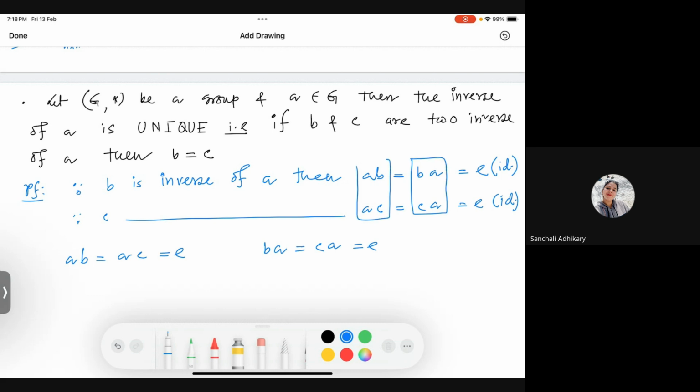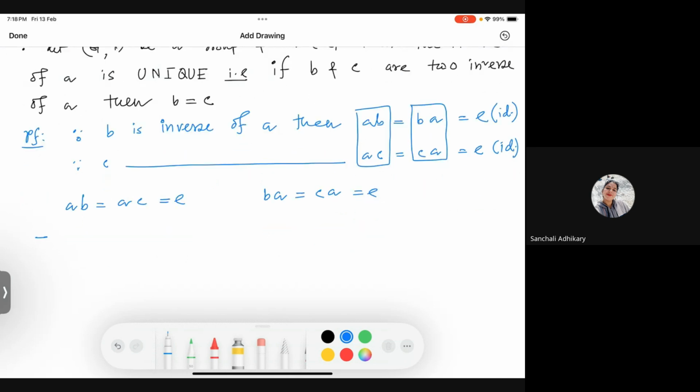Right? Now this is the hint. Already we have cancellation law, right? So with the help of the left cancellation law, you will get B is equal to C. And from this, with the help of the right cancellation law, B is equal to C. Okay, done.